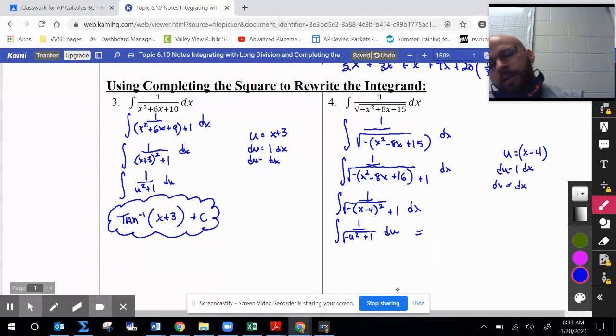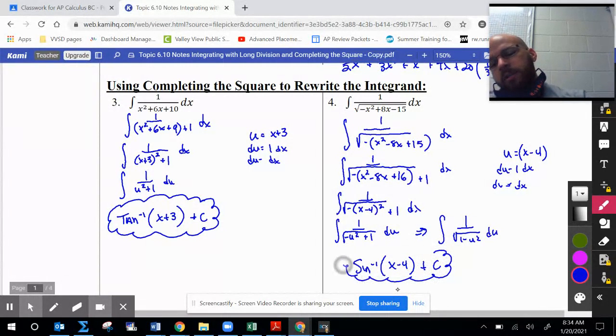If I write that a little different, you might recognize it. Square root of 1 minus u squared du, which is sine inverse, right, of x minus 4 plus c. So that would be my answer.